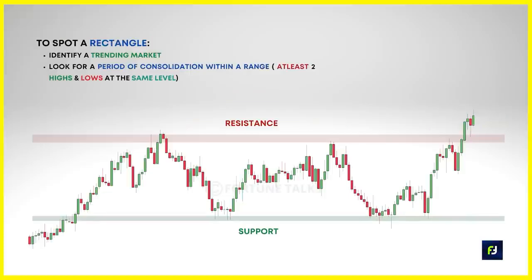So in short, in order to identify the rectangle pattern, we will need to locate a trending stock that is having a period of consolidation. And there should be a minimum of 2 tops and 2 bottoms that are horizontal to one another, which will act as the resistance and support levels.